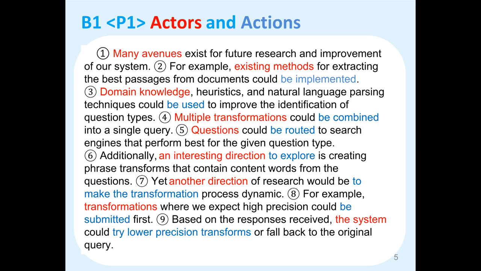Only in sentence 9 do we introduce an active agent, the system, demonstrating the practical execution of the speculative idea. All actions are framed using the modals: could be implemented, could be used, or would be to make. This objective language ensures the paragraph presents possibilities, not promises, which is crucial for academic integrity.